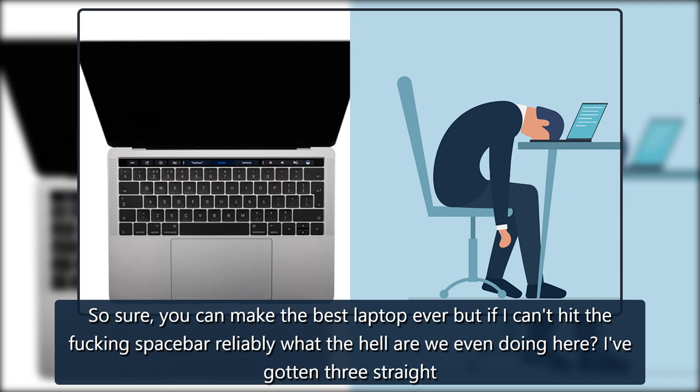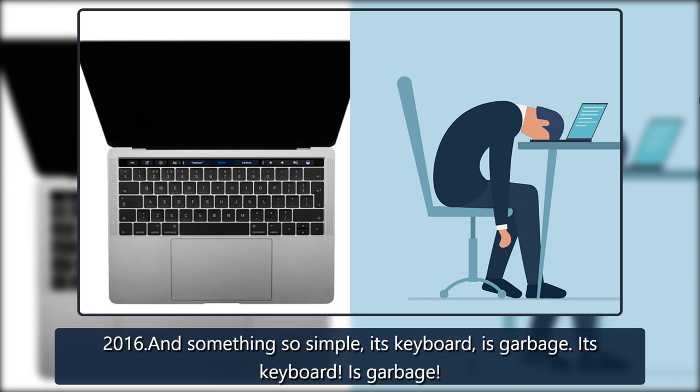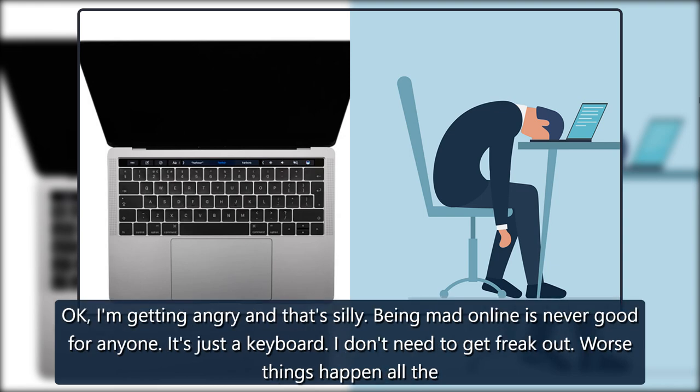I've gotten three straight paragraphs now without my key sticking and it feels like a miracle. I cannot stress how stupid that is. This laptop started at US$1,799 when it was announced in 2016, and something so simple, its keyboard, is garbage. Okay, I am getting angry and that's silly.